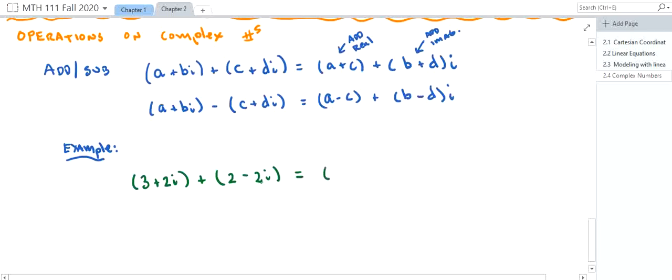Well, we've got to add the reals. 3 plus 2, that's this guy and this guy. Add that to 2. Then we're going to get a minus 2 here. So our result is 5 plus 0i, or 5. So sometimes when you add two complex numbers, you end up with just a real number, like 5.